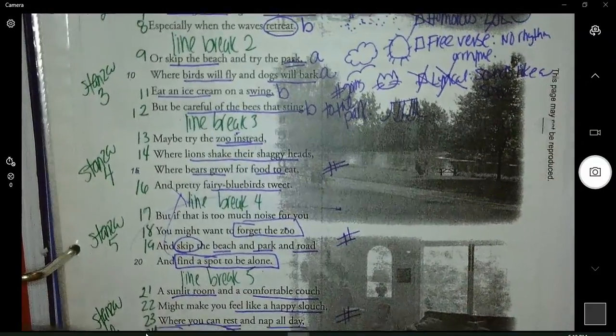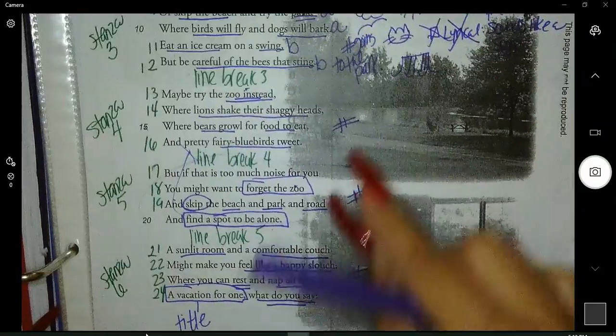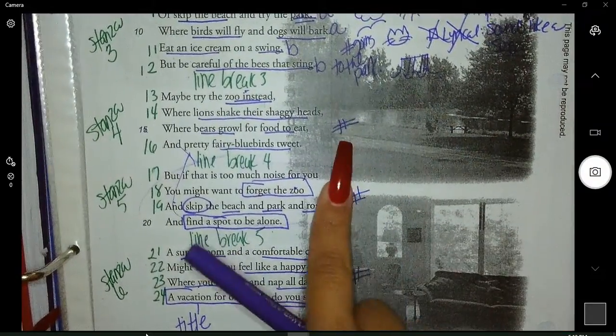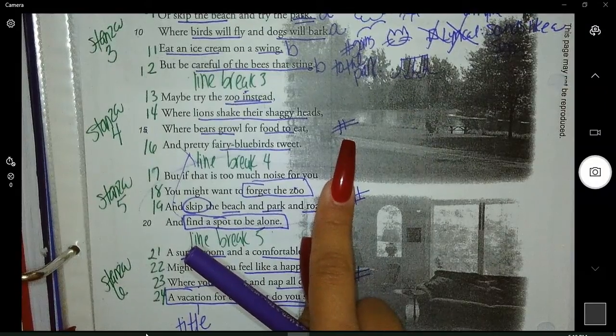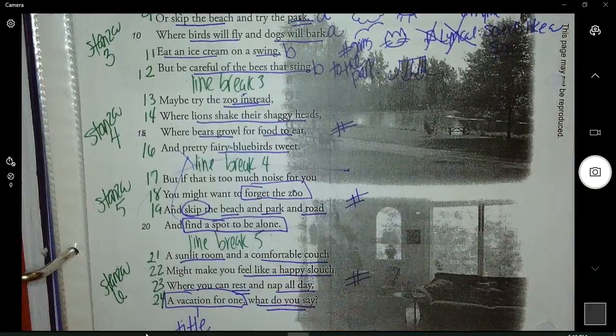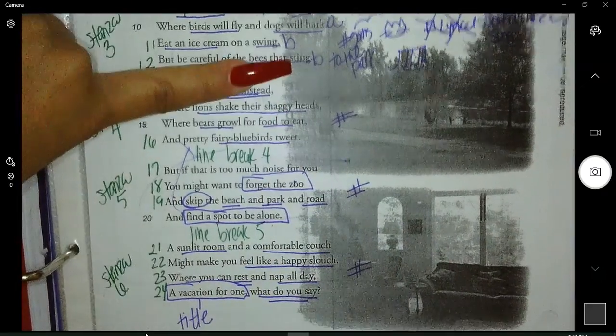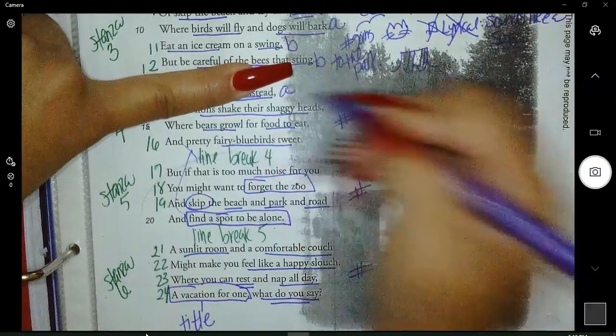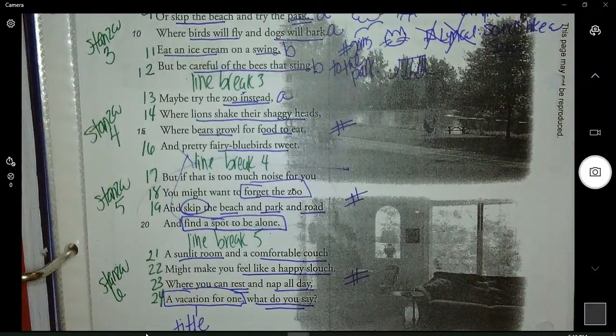So you're doing a hashtag for stanza 4, 5, and 6. You could also draw a little illustration. Do you have to draw? No. That's okay. If you don't want to draw, then you can just do a hashtag. Okay? And don't forget to do the rhyme scheme. Remember, if there's a line break, that means you start with what letter? Letter A.